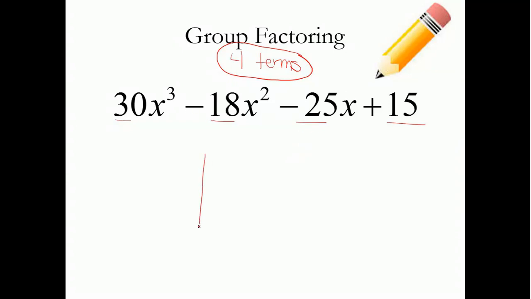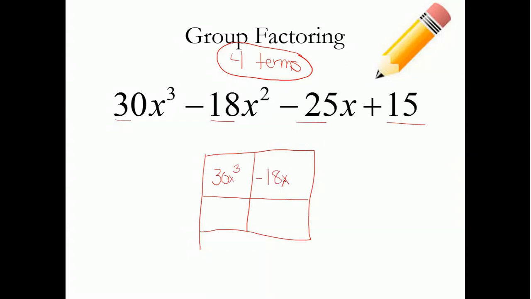So now let's start our group factoring. So I'm going to make my box here. Whoa, that was a really bad box. That's okay. I've got 30x cubed minus 18x squared minus 25x plus 15. Now, what number can 30 and 18 share? That's the biggest number they share. Let's think that way.